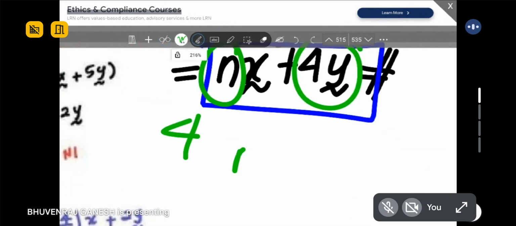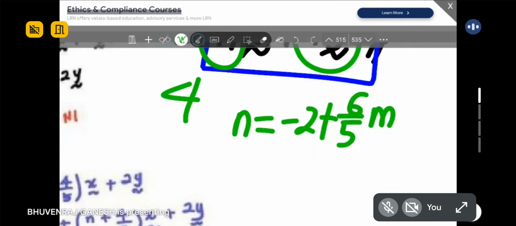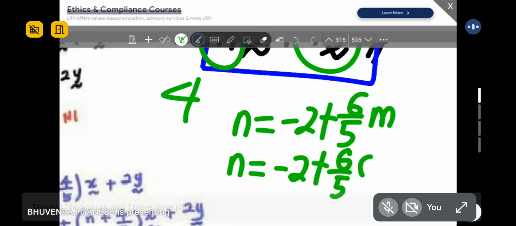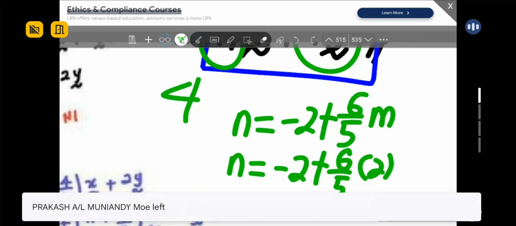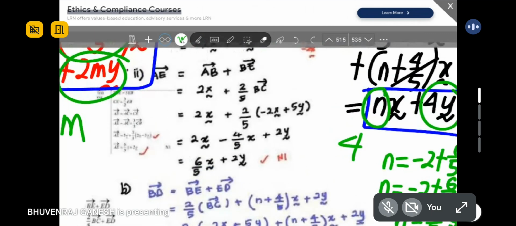So based on this, n is negative 2 plus 6 over 5m. So m we already found, right? m is 2. So you just substitute m equal to 2. Okay, and then press calculator. You will get the answer. So n value you should get 2 over 5. Are you guys clear how to get the answers?